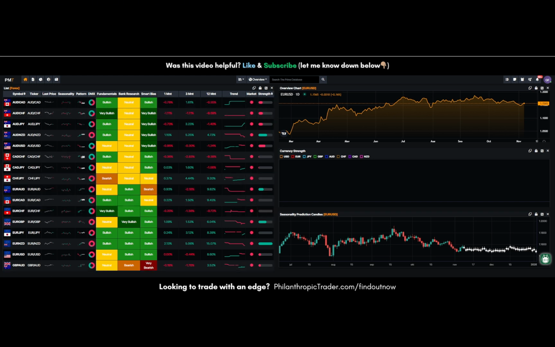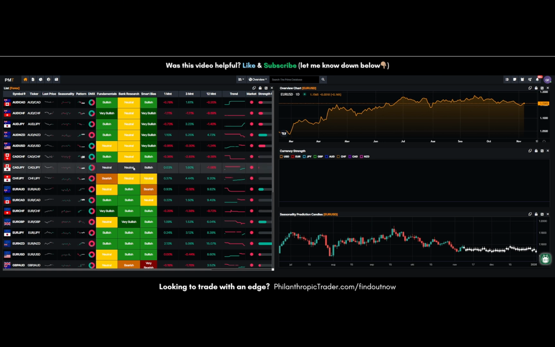And over here, as you can see, this is the inside of Prime Market Terminal. They have existed for quite a long time, for a few years now, and they improve their product every single year. But as you can see, this is how it looks. So over here, this is the main dashboard, clean, fast, and full of insights.